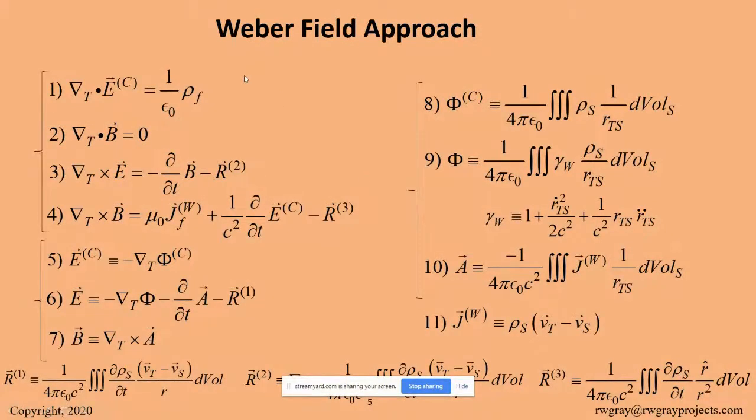So here's what I came up with, the Weber field approach to classical electrodynamics. These equations 1 through 4 look very much like Maxwell's equations, but the interpretation is a little different. Not going to go into any of these today. Just want to review what I think I've already presented here many weeks ago.